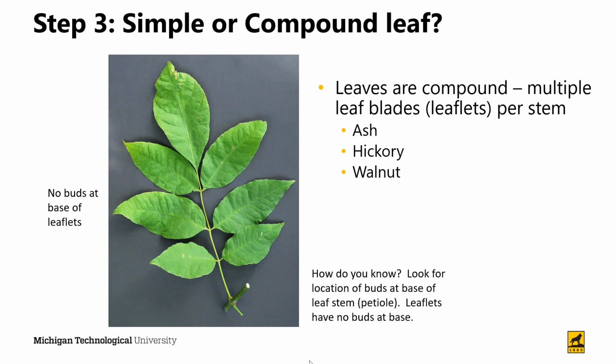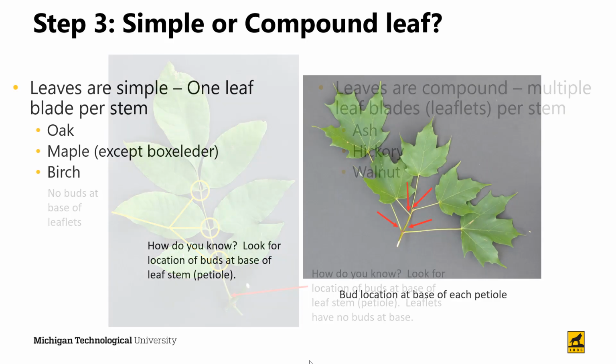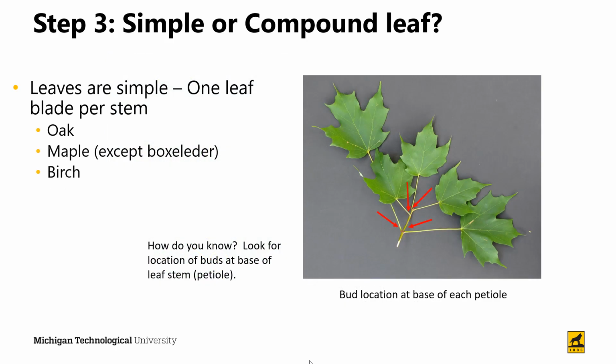Here's a leaf from a green ash attached to a twig. How can we tell that this is a compound leaf with 7 leaflets and not 7 individual leaves? There are no buds at the base of the leaflets. The single bud is at the base of the petiole. Here we have a twig from a sugar maple tree. Each leaf has a bud at the base of every stem or petiole, so we know these are simple leaves.